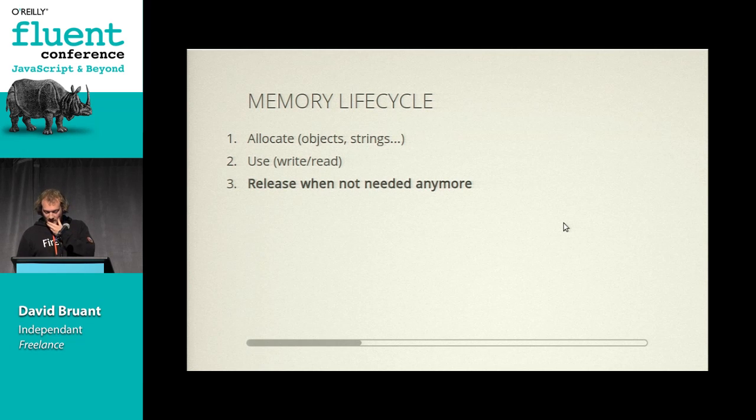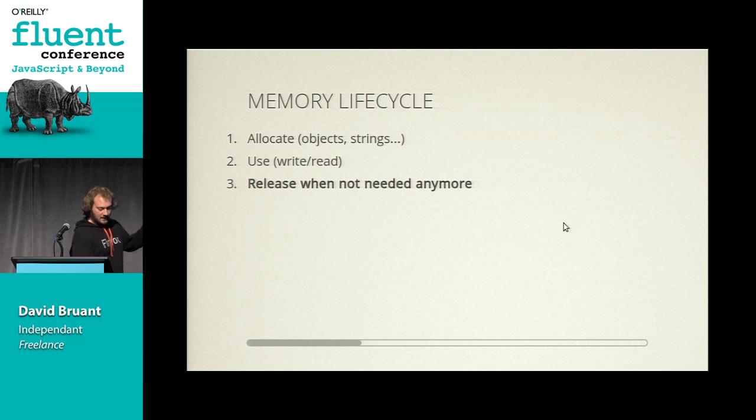Okay, so let's talk about the memory life cycle. It's pretty simple. You allocate something. The JavaScript interpreter does that for you. Then you use the memory. That is, you write to it and you read it. And then you have to release the memory when you don't need it anymore. In C or C++, you have to do that manually. In JavaScript, the garbage collector does the release for you.